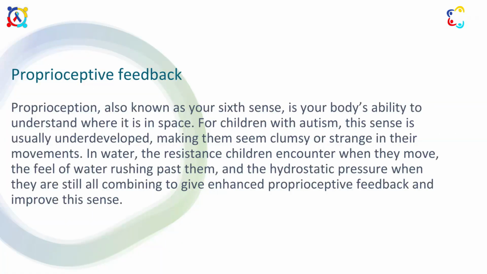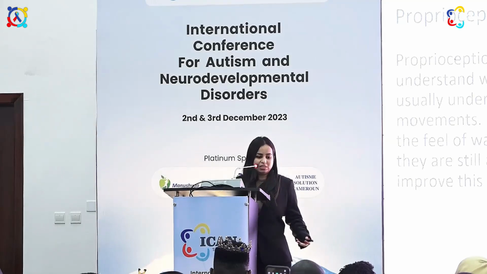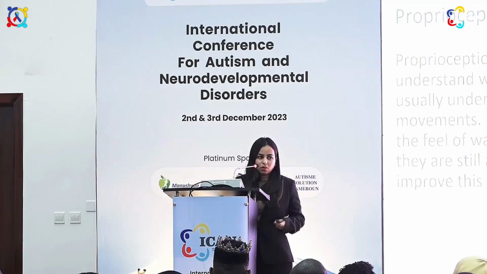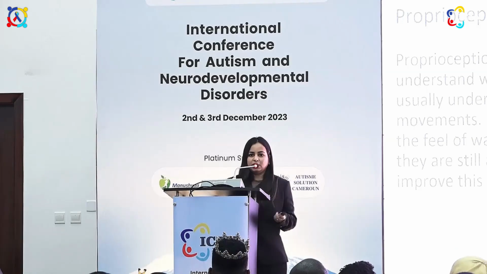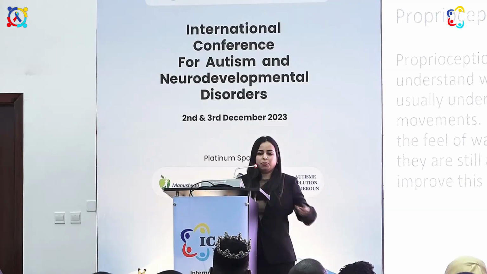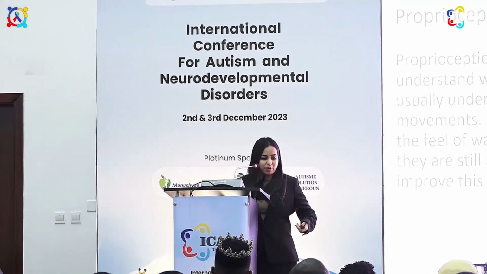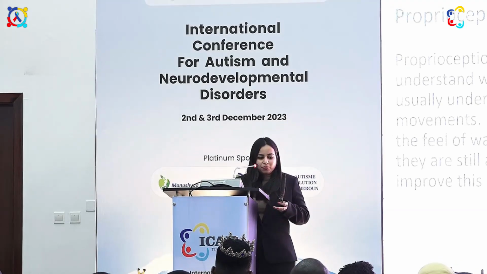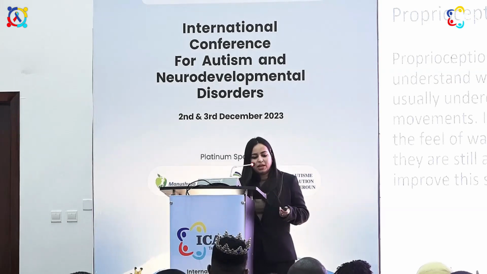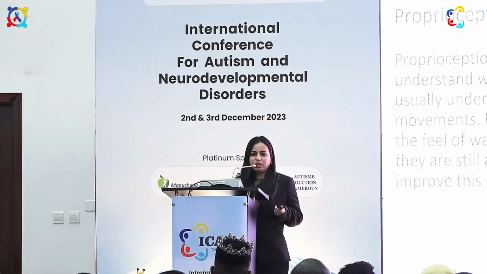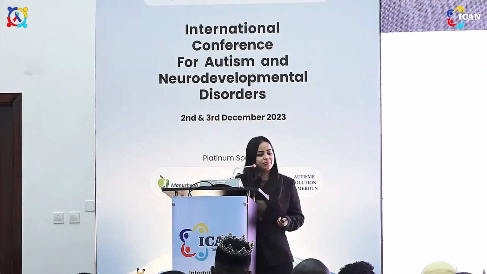Proprioception also, that we spoke about, the sixth sense of the body, where we understand our body in space. Children on the spectrum or with sensory issues behave clumsily or trip over certain objects. So water provides a resistance in which we are strengthening the entire muscular system and we are improving their proprioceptive sense.